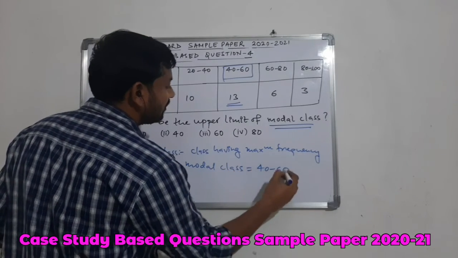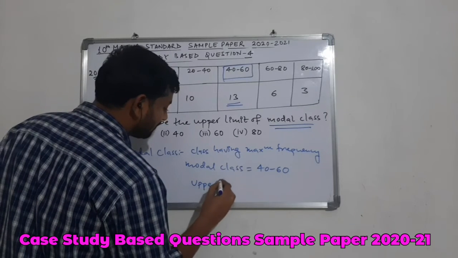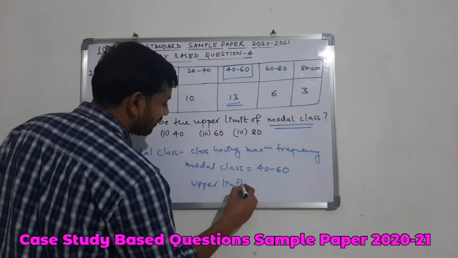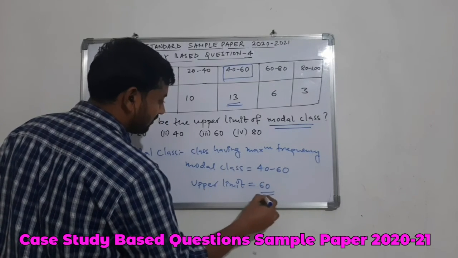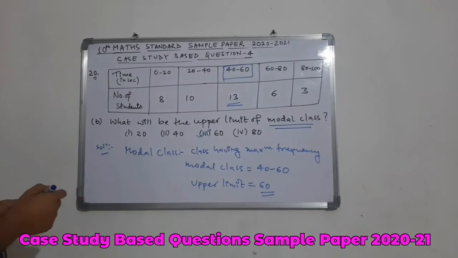So the class which is the modal class is 40 to 60. So we need the value of the upper limit. So upper limit is the greater value out of this. The upper limit here is 50. So clearly the third option, 50, is the correct answer from the given.